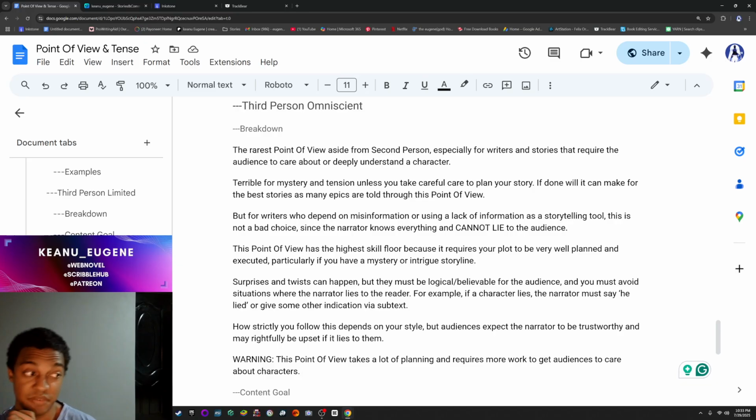So you have to be very careful about your plot planned out. You have to plan out your plot in advance before you do this. Now, terrible for mystery and tension unless you take careful care to plan your story. That's what I was just talking about. If you have a plot that requires characters not to know things, third person omniscient can destroy your plot, because the narrator cannot lie.